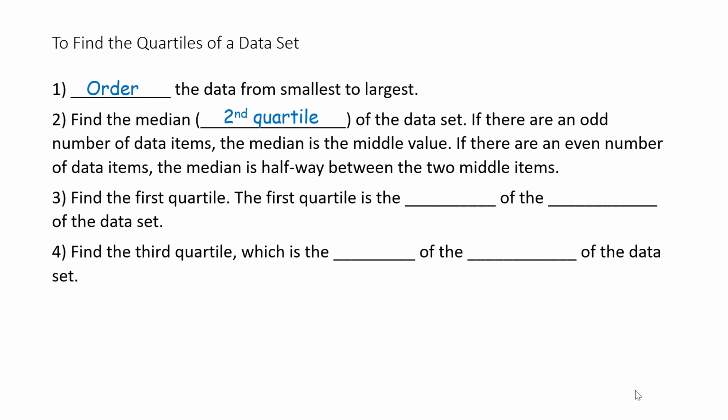Next, find the first quartile. The first quartile is the median of the lower half of the data set. Find the third quartile, which is the median of the upper half of the data set.